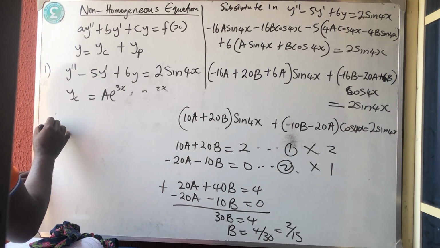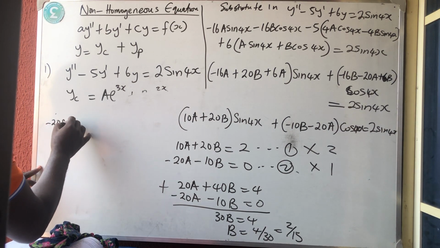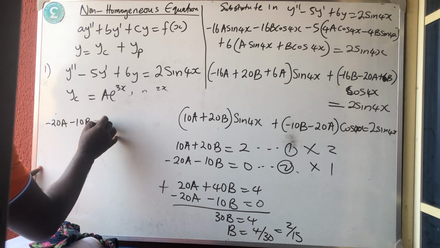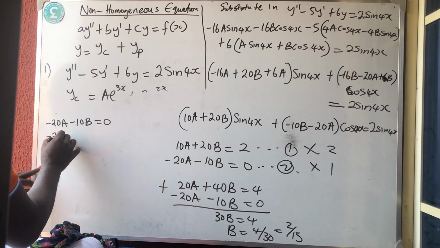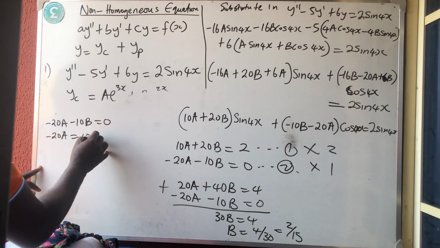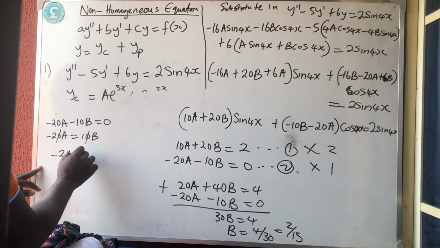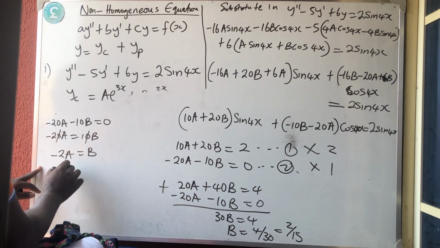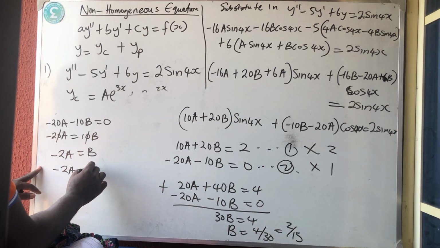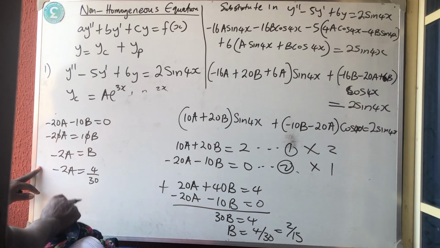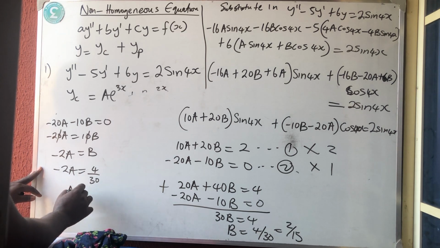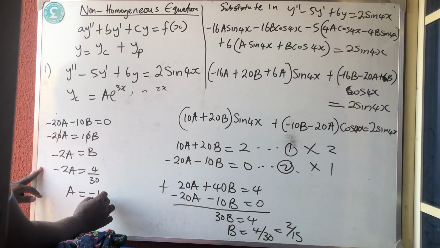So I have minus 20a minus 10b is equal to 0. So minus 20a is equal to 10b. The 0 can cancel 0. So minus 2a is equal to my b. So minus 2a is equal to my b, which is 4 over 30. So my a is equal to minus 1 over 15.